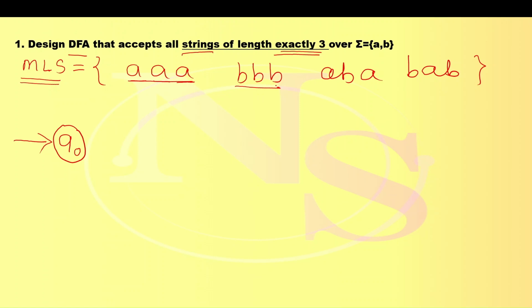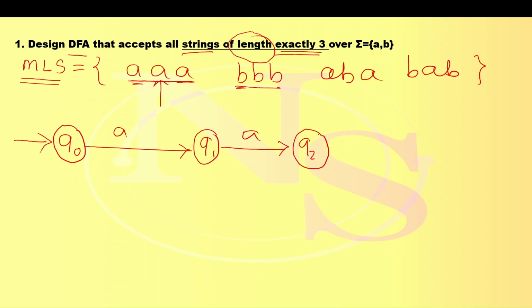Here my focus is not on the symbol. Here my focus will be on the length of the string. Either it may be a or it may be b. So if the first symbol is a, should it get accepted? No. So it will go to the non-final state q1. The second symbol is also a. Should the second symbol get accepted? No. So the transition of the second symbol will go to a non-final state.